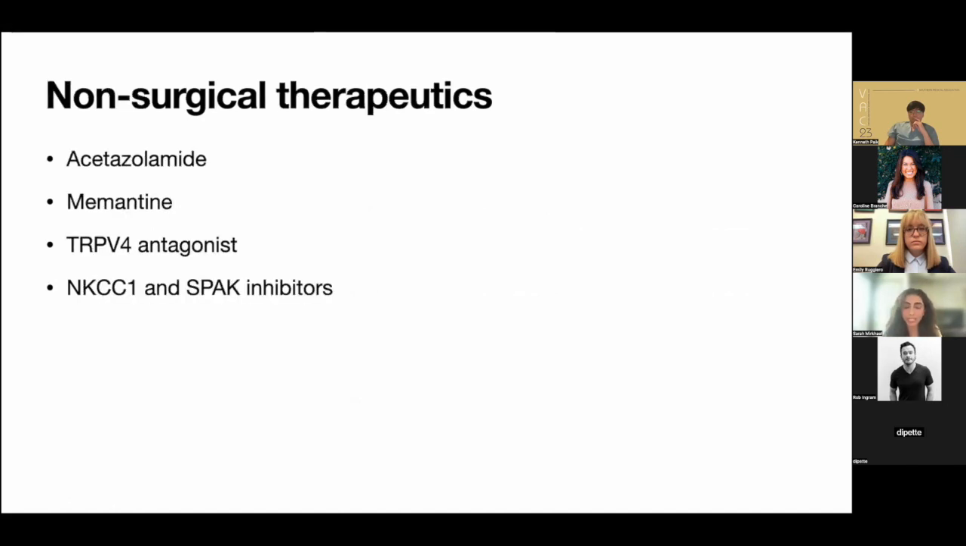So I quickly wanted to mention a couple of non-surgical therapeutics that have been studied experimentally, but a lot of the results have been negligible and have not been proven effective, and surgery is still needed.